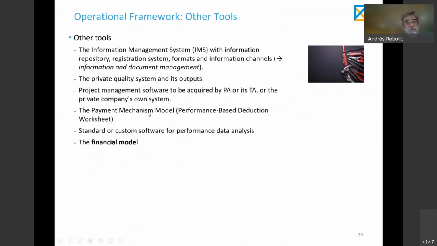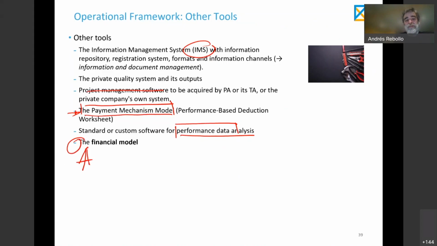Okay, what about all the tools? All the tools apart from the manual and the contract itself. The information management system, which has to be built on the basis of the quality management system of the private party. Project management software, a payment mechanism model, an Excel calculation book to deal with the specific calculations of the payment to be made every day with respect to the adjustments that we need to make. We need a worksheet to deal with that. A standard or custom software for performance data. And one of the key things, the financial model, is a very relevant tool to be able to manage financial aspects of the contract, especially rebalancing situations, compensation for events, okay?